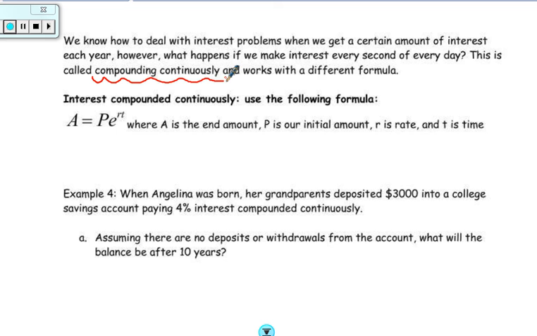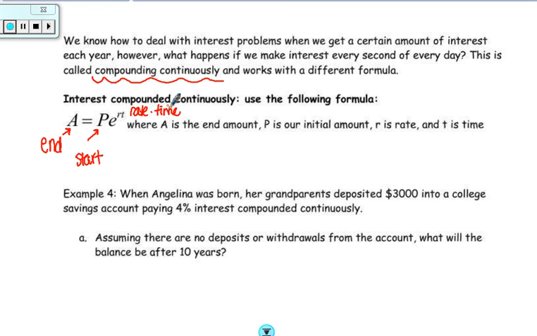It has a special formula, and that's called the PERT formula. So I have an ending amount. I always have a starting amount. But then instead of having 1 plus or 1 minus, I have e, my base e, the number 2.71828 that goes on forever, to the rate times time. R is your rate, T is your time. PERT. Okay? And I use this formula anytime my problems say my interest is compounded continuously.